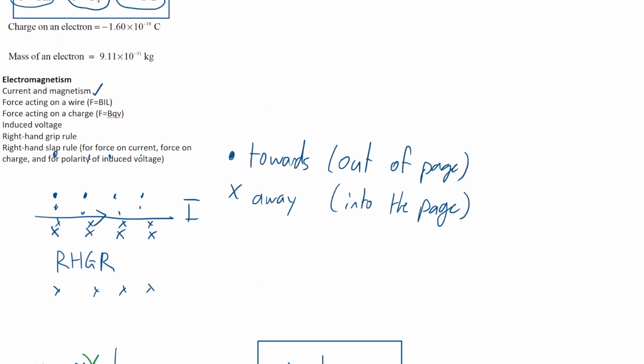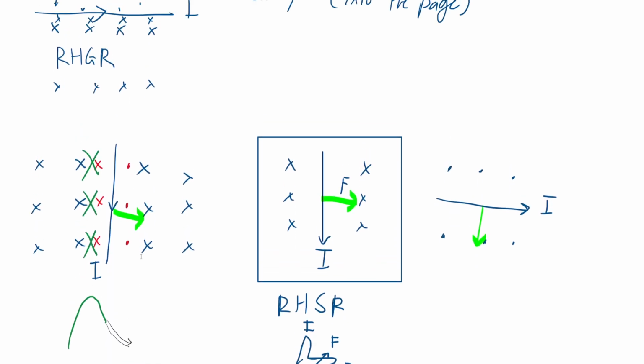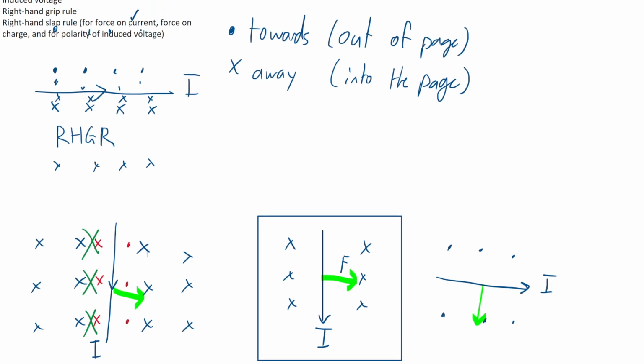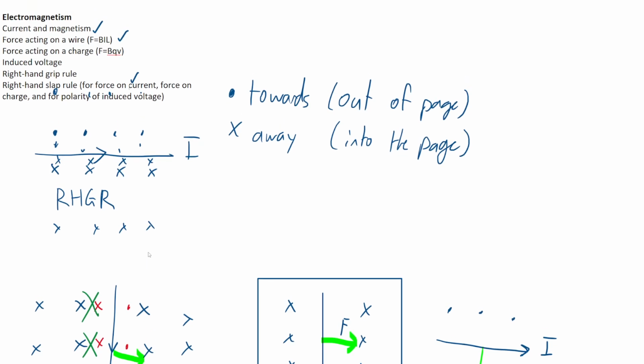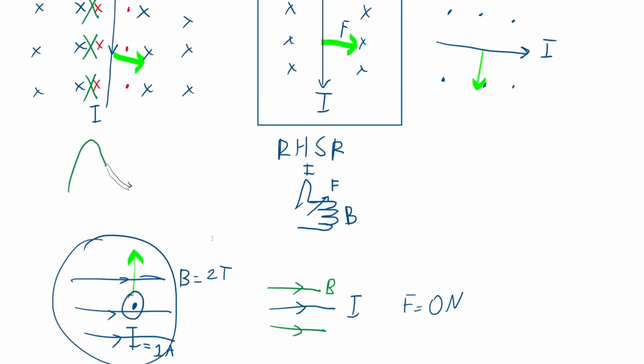All right, let's move on. So we've got F equals BIL, we've got force on current, force acting on a charge. So what is current? Well, current is just charge per time, right? Flow of charge. So in fact, it's the force acting on the charge. And when it's a current, of course, the whole wire would experience that force.